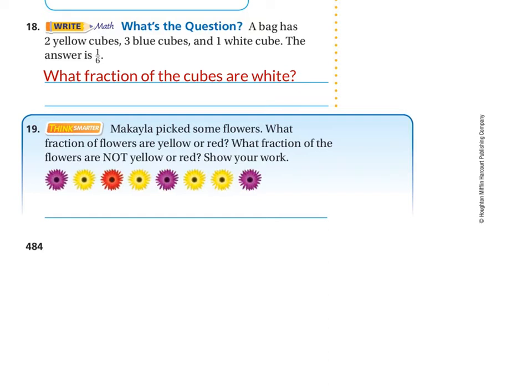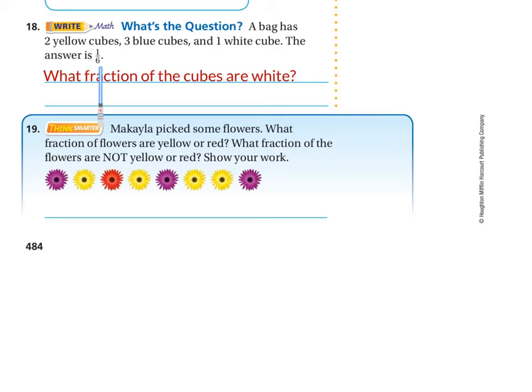When we have questions like number 18 where they're asking you what the question is, these are very challenging because it requires you to kind of think backwards. Okay, so if my answer is 1/6, I want to think about where this 6 and where this 1 came from. So right off the bat, 1, I should see that in the bag there was 1 white cube. So that white cube might have something to do with my question.